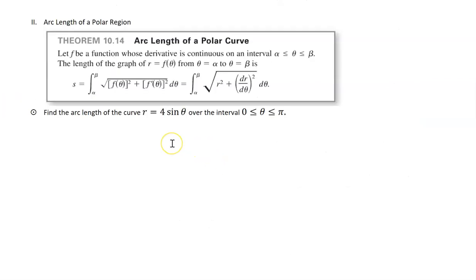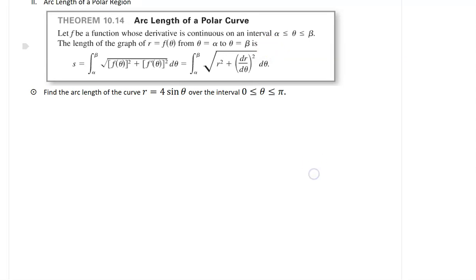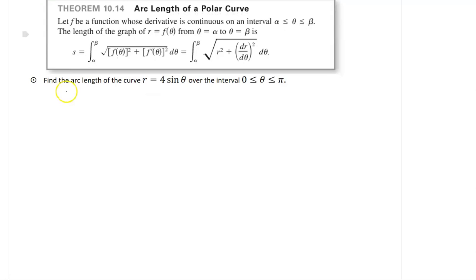You can also do arc length for polar curves. If we let f be a function whose derivative is continuous on an interval from alpha to beta, the length of the graph of r equals f of theta from theta equals alpha to theta equals beta is found as the integral from alpha to beta of the square root of r squared plus r prime squared d theta. So for this example, we've got r equals 4 sine of theta and the interval is from 0 to pi. So r equals 4 sine of theta. And dr over d theta, or r prime, is 4 cosine of theta.